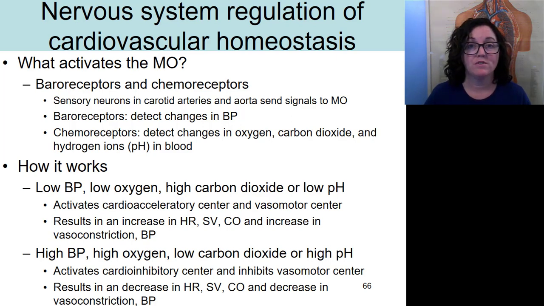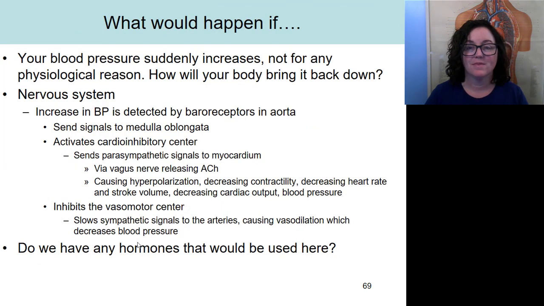However, if the baroreceptors detect a high blood pressure, or if the chemoreceptors detect high oxygen, low carbon dioxide, or high pH, the opposite will occur. We'll get activation of the cardioinhibitory center, which will result in a decrease in heart rate and stroke volume and cardiac output. Likewise, we will reduce sympathetic signaling via the vasomotor center, which results in vasodilation and a decrease in blood pressure.